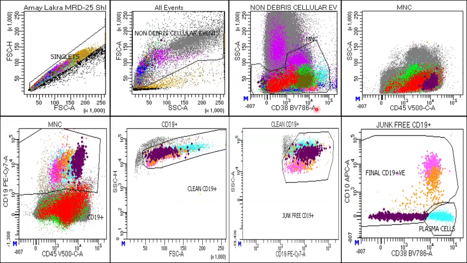So again, I'll give a quick recap that first we have to take up the singlets, and the singlets have to be again refined on the non-debris cellular events. Then the non-debris cellular events have to be put in the CD38 versus side scatter plot, where we take out the MNCs or the mononuclear cells, and these MNCs have to be put under CD19 versus CD45 plot, where we have to take up the CD19 positive cells only, and we have to analyze them here on CD10 versus CD38 plot, where we have to exclude the plasma cells, and final CD19 positive cells have to be analyzed.